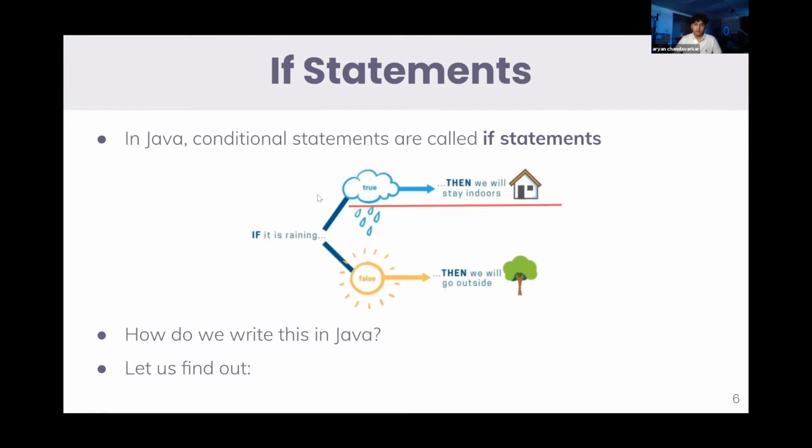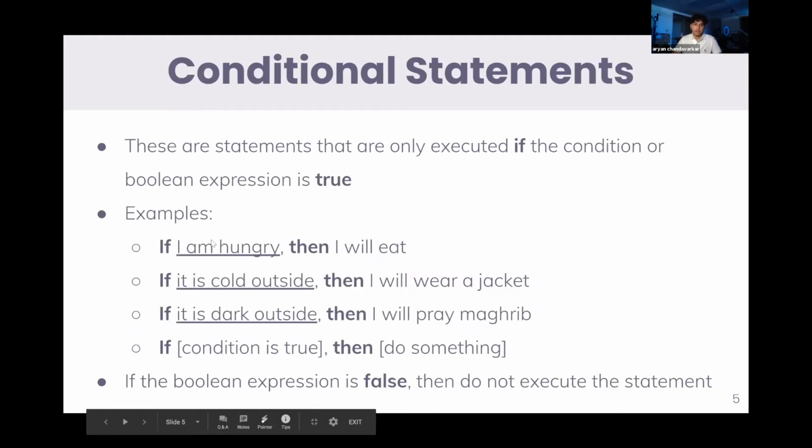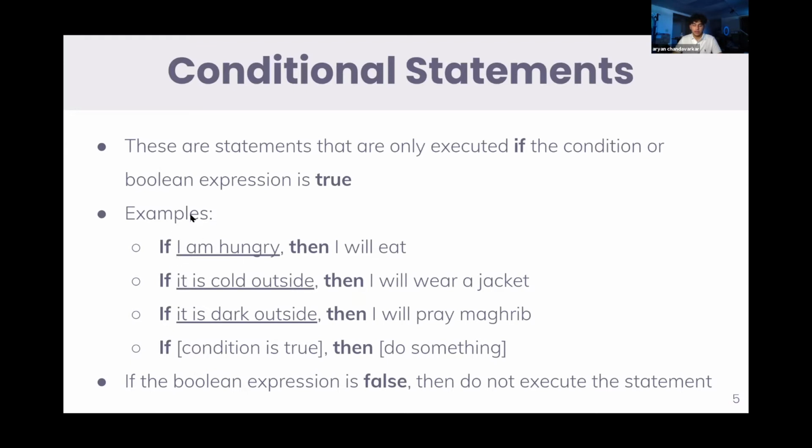Basically, the first part of a conditional statement can be evaluated with a Boolean expression. It's either true or false. So in this case, the computer in Java will see if I am hungry is true. And if and only if it is true, then and only then will it eat. If and only if it is cold, then and only then it'll wear a jacket.